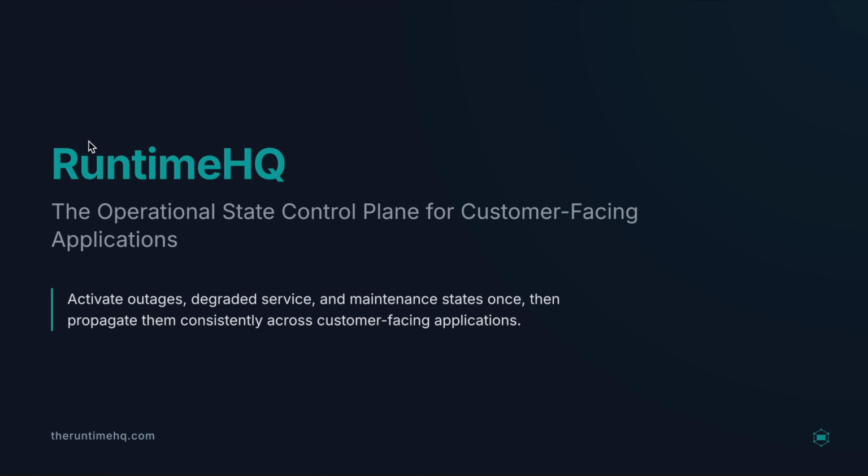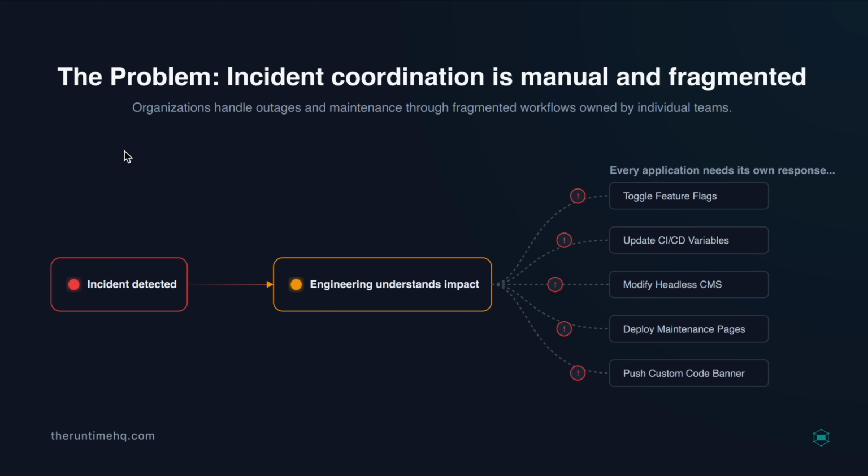RuntimeHQ is an operational state control plane built for companies having multiple customer or vendor-facing applications. It solves the problem of distributing your operational state consistently to multiple applications.